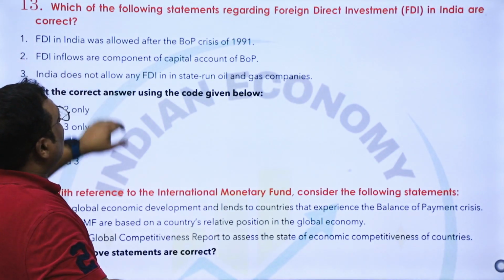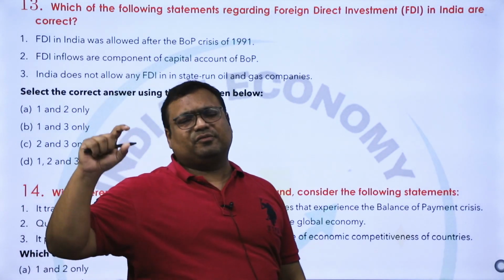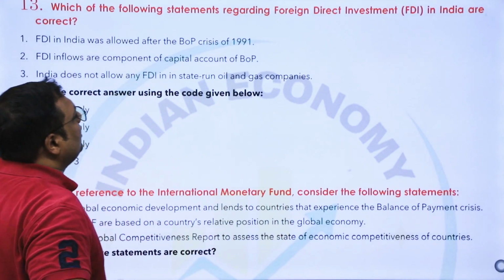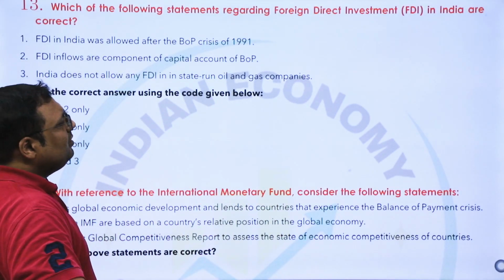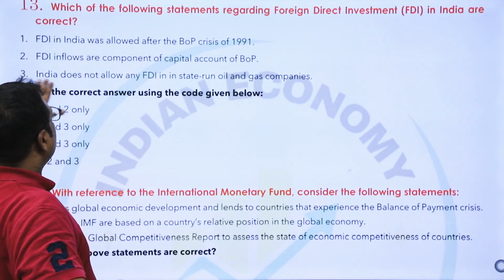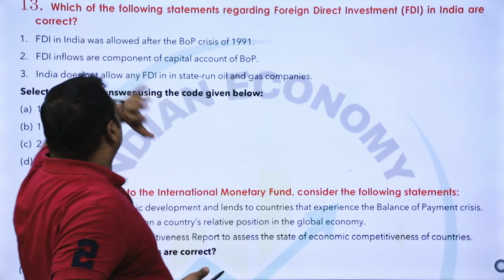Second, FDI inflow are component of capital account of BOP. That is correct. I told you assets and investments are in the capital account of BOP, and transfers, trade and income are in the current account. Third, India does not allow any FDI in state-run oil and gas companies.